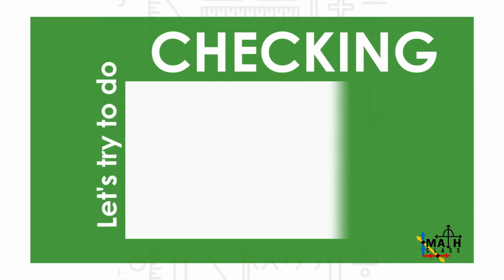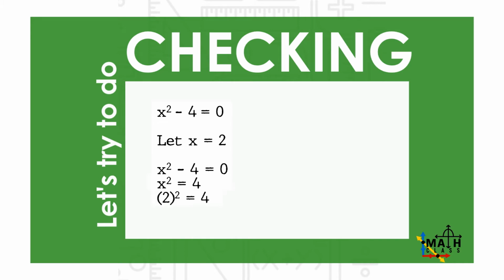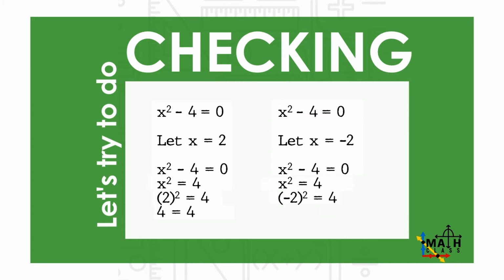Let's try to do checking, to evaluate our solutions. First, we let x equal to 2, then transpose negative 4 to the other side, then substitute the variable x with its value, then evaluate. Let's try to substitute negative 2 as the value of x. We let x be equal to negative 2. Then we follow the same process of checking. Since both sides have the same value, our solutions are correct.